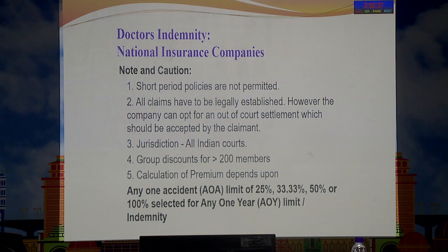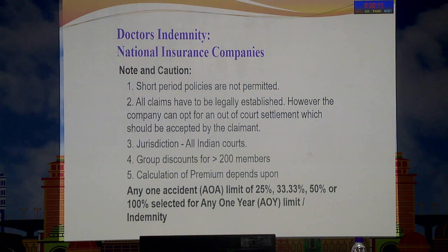All claims have to be legally established. However, the company can offer an out-of-court settlement which should be accepted by the claimant. The jurisdiction is all Indian courts, and there is a group discount for over 200 members. And the calculation of premium depends on two factors. You should know this. One is AOA, any one accident, that is limit 25%, 33% or 50%. These are the things that you should read between the lines.